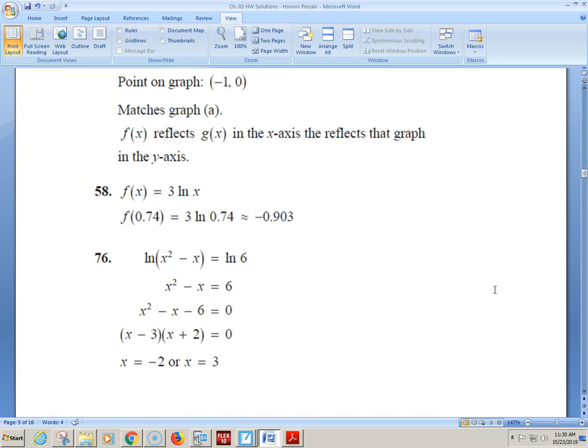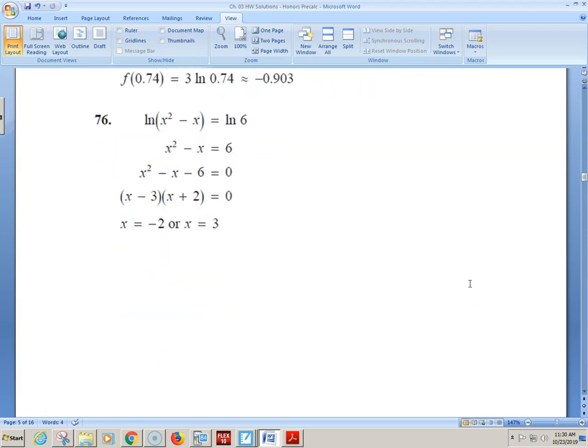Wait a minute. Were both of these good, or was anybody extraneous? 3 squared minus 3 is a positive. We're good. Negative 2 squared, 4, minus negative 2 is 6. Oh, neither one was extraneous because both of them plugged in got us a positive number that ln says is okay.